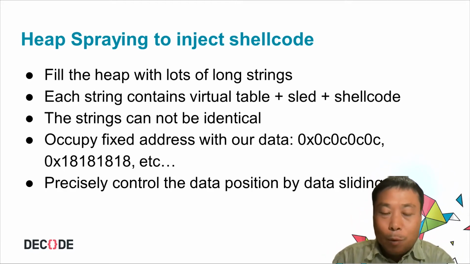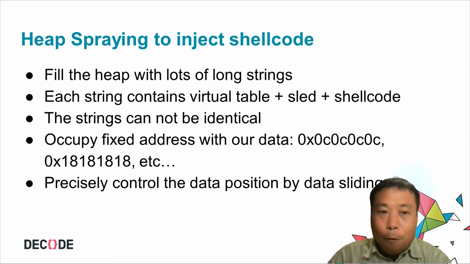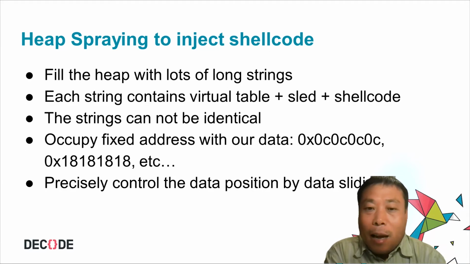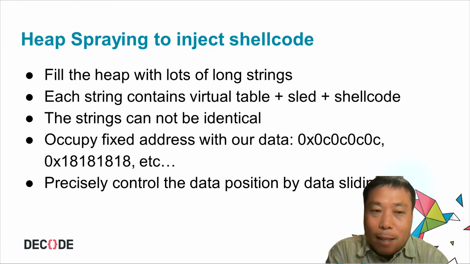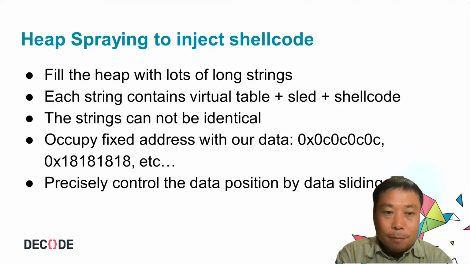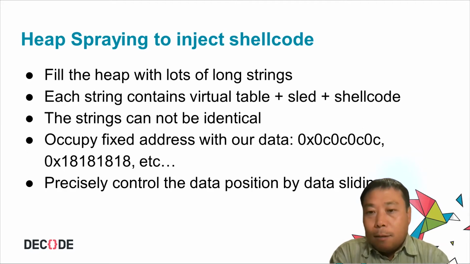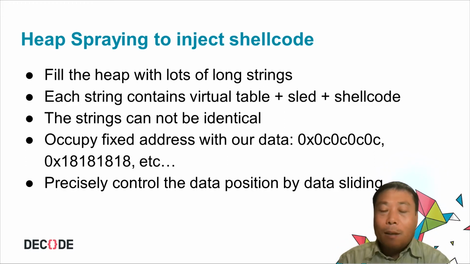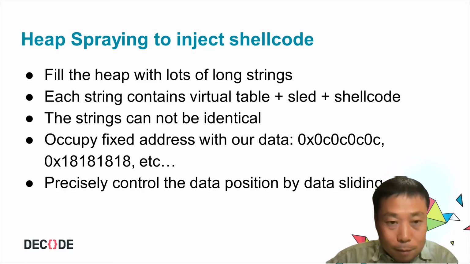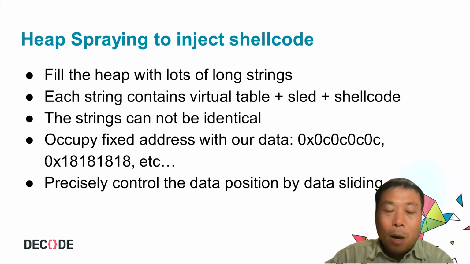So our intention is to put our shellcode at a fixed address like 0C0C0C or some other address, so that we can set the EIP to this address, and the code will jump there. So we will use an offset to move the shellcode inside the string, forward or backward, until it's at the address we want it to be.